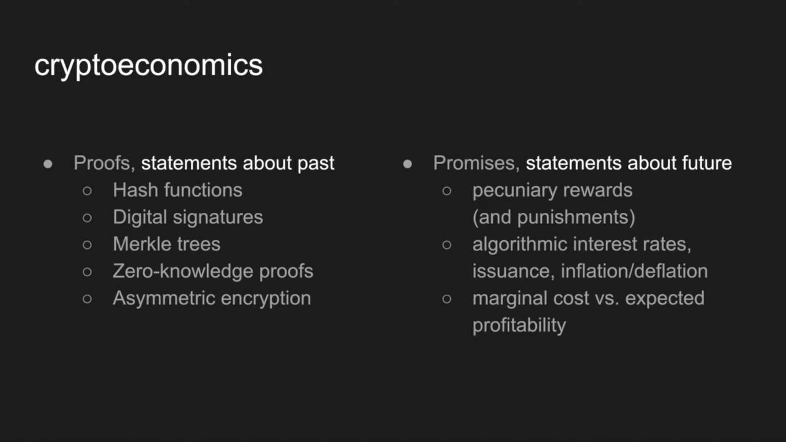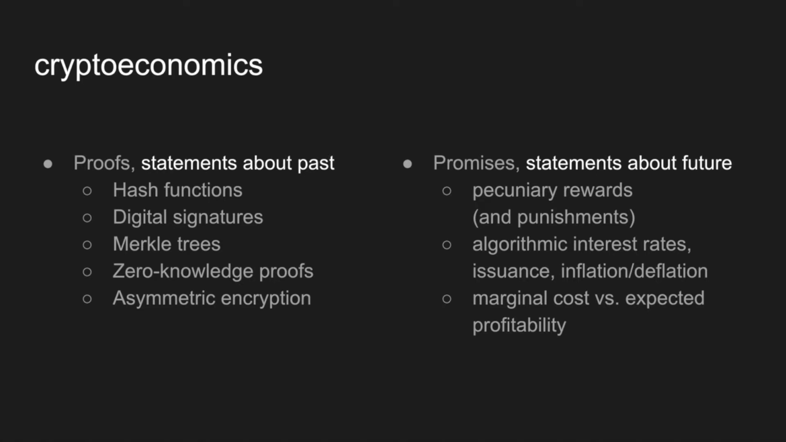Examples there would be hash functions, digital signatures, Merkle trees, which are really cool. Basically everything should be Merkleized. Zero knowledge proofs, which are even cooler than Merkle trees. Asymmetric encryption. Basically all of this takes somewhat sophisticated math and lets you do magic. So it's pretty cool in that way.